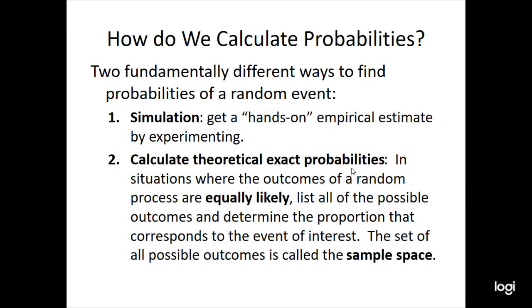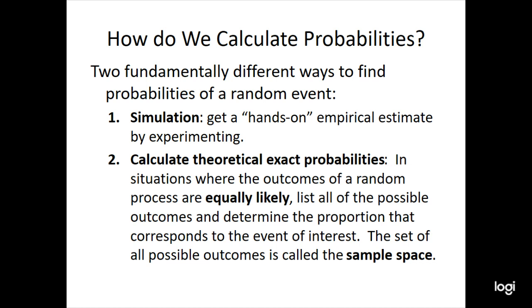All right, so how do we calculate probabilities? Remember that the probability of an event is the long run proportion of times that it occurs, right? When we're talking about how likely an event is to occur, we're talking about how often, proportionally, it's going to occur if we do trials over and over again.